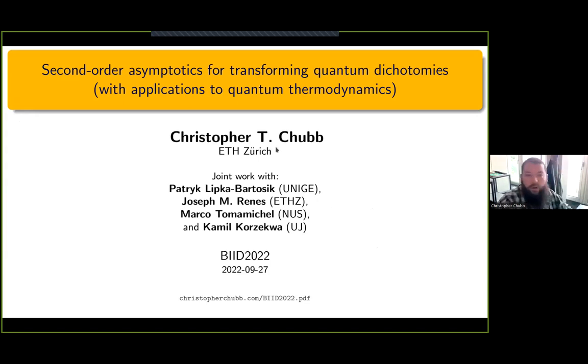And thank you to the organizers for the opportunity to speak today. Right, so today I'm going to be talking about second order asymptotics for transforming quantum dichotomies. Obviously, I'll explain what that means in a second. And then I'm briefly going to talk about some applications to quantum thermodynamics. This is joint work with these collaborators here. Patrick and Joseph are in Switzerland, Marco is in Singapore, and Camille in Poland.